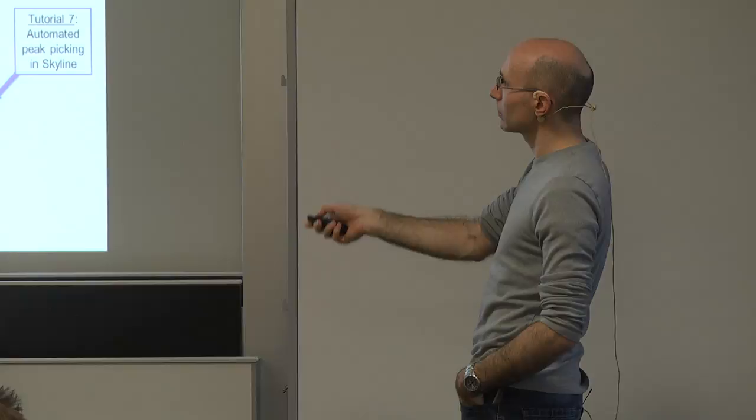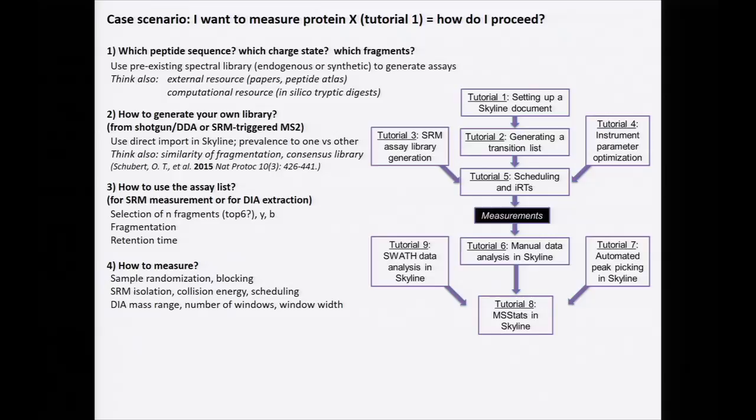Then the question is about the measurements. I think here you haven't had a tutorial on that, but you heard, and I think it's very, very important as an experimentalist that you're aware of the statistical problems behind it. So the talks of Olga Vitek that you have seen about sample randomization and sample blocking when you do an experiment are very important, because your downstream statistics will depend on that very strongly. So think about that when you start measuring your samples.